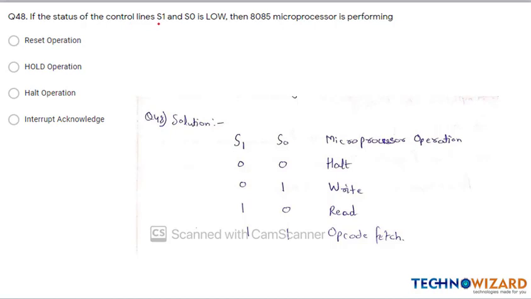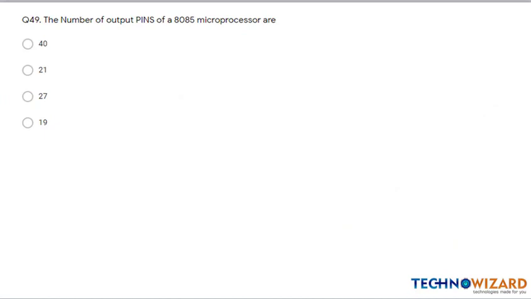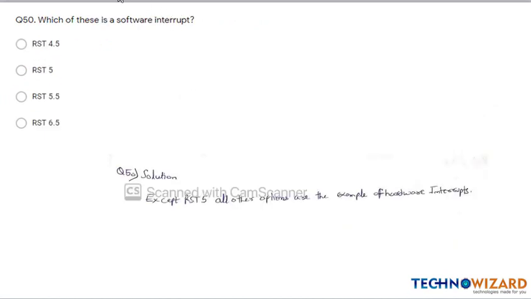If the status of the control pins S1 and S0 is low, then the 8085 microprocessor is performing. S1 S0: 00 is halt, 01 is write, 10 is read, and 11 is opcode fetch. Now they are saying 00, that is low condition, so halt operation will be performed here. The number of output pins will be 27 pins for an 8085 microprocessor.